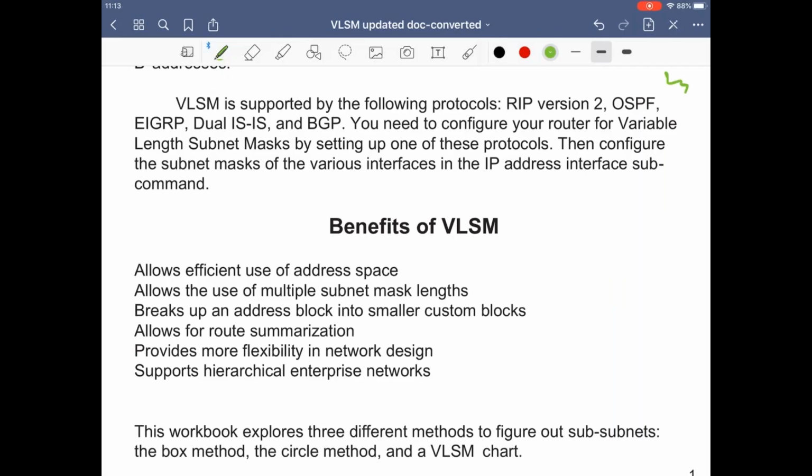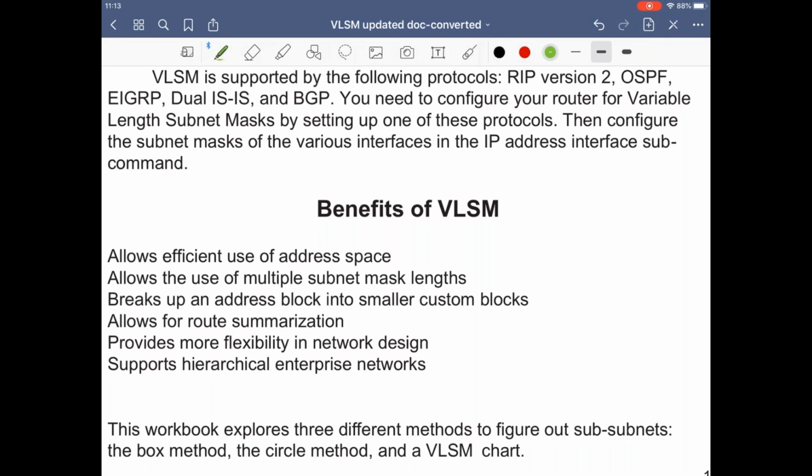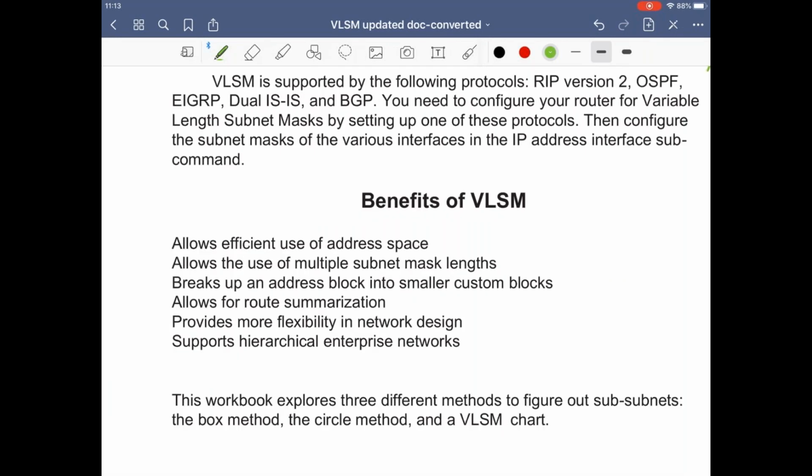In subnetting there are two types, is it? One is fixed length subnet mask, and the other one is VLSM. FLSM and VLSM, is it?